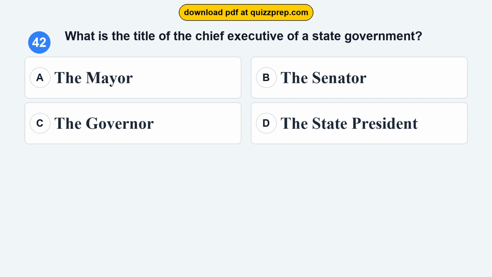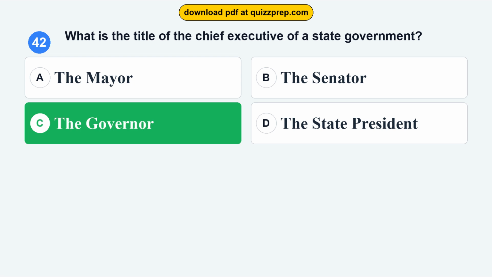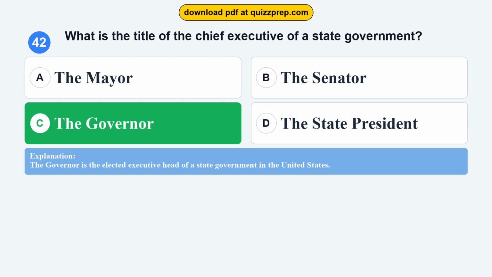Question 42. What is the title of the chief executive of a state government? Option A, the mayor. Option B, the senator. Option C, the governor. Option D, the state president. The correct answer is option C, the governor. The governor is the elected executive head of a state government in the United States.